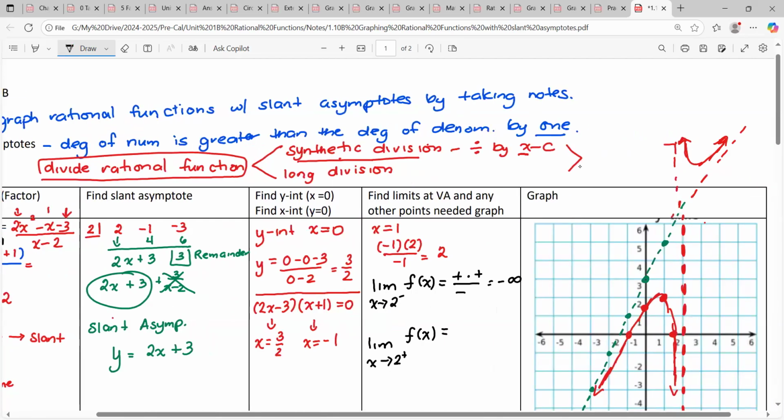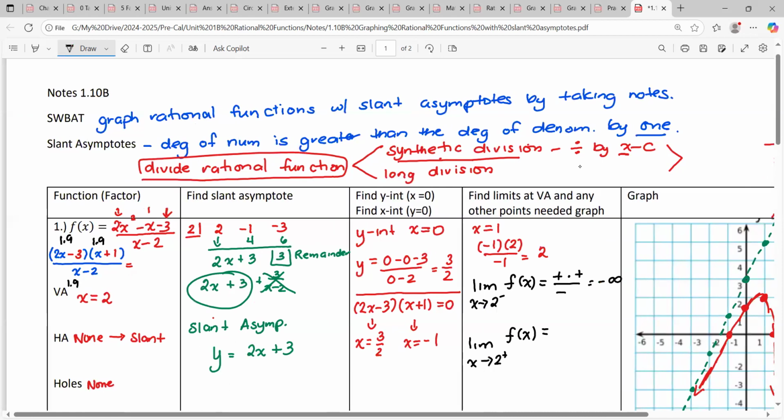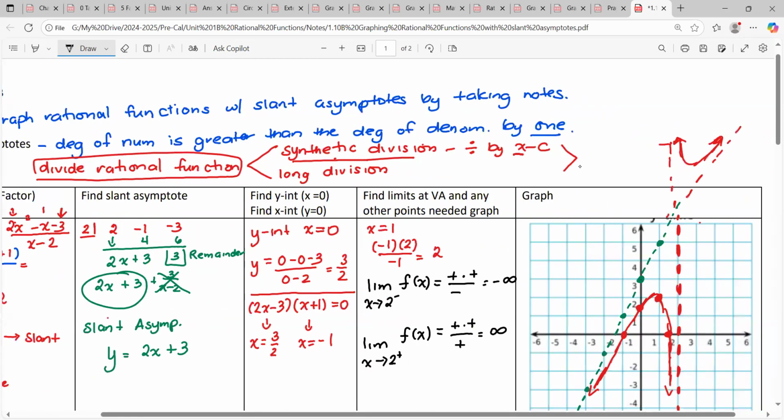Is that what our graph shows? From the left side, we're going to 2. And from the right side, what number? Let's pick one from the right side of 2. What can we pick? 2.1. Well, double 2 is going to be 4 at least, right? So 4 minus 3, my answer is going to be what? Positive. 2.1 plus 1 is going to be positive. And 2.1 minus 2 is going to be what? Positive. So it should be what? Positive infinity. Is that what my graph shows? Okay. From the right side of 2, it's going up, right? And on the left side of 2, it's going down.